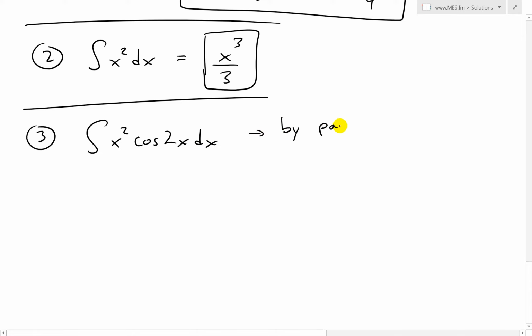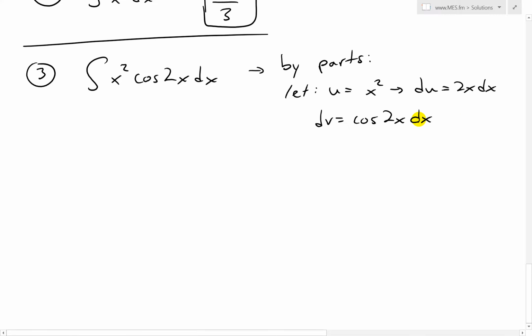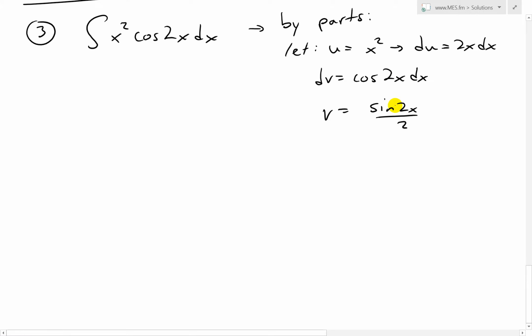So by parts, and this time let u equal x squared, so that du is equal to just 2x dx, like that. And then dv equals cosine 2x dx, so that the integral is going to be v equals sine 2x over 2, like that. Yeah, so we just divide by 2 because of the chain rule when you take the derivative. So that's what we have.